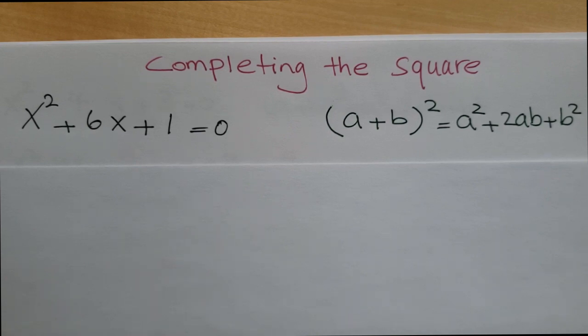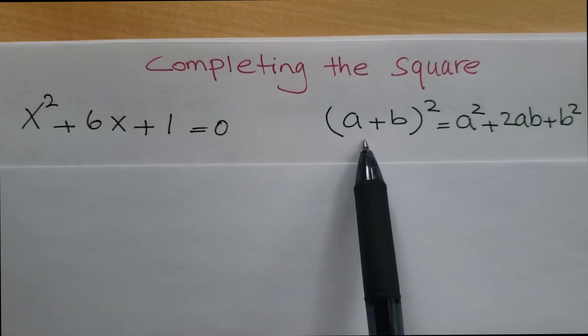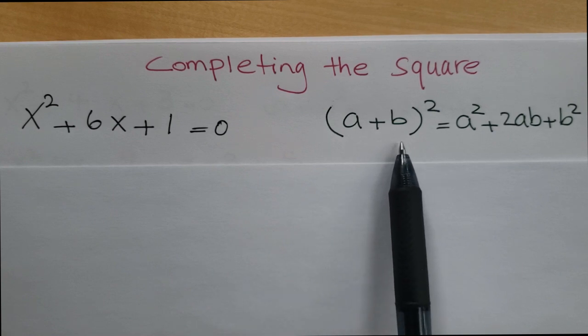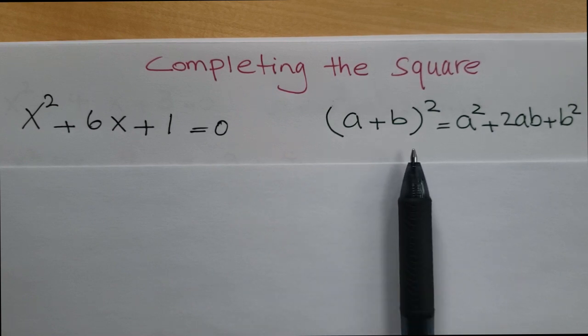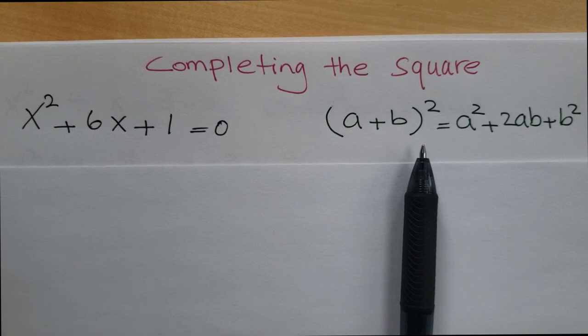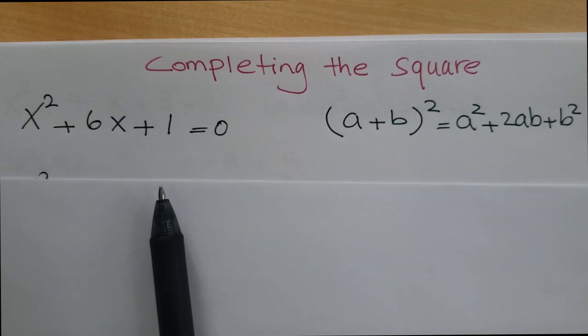Just a reminder that we had this pattern before: (a plus b) to the power 2 equals a squared plus b squared plus 2ab. Okay, and this is the pattern we will use to change this equation into a complete square.